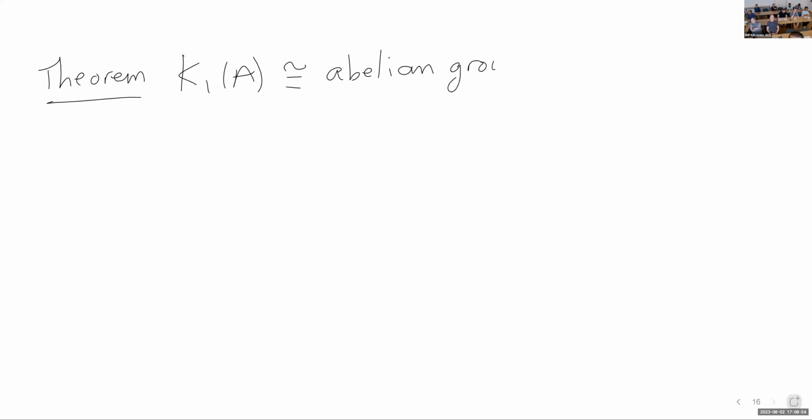So here's a theorem. Again, it's not difficult to show, but just for time, I won't get into it. K1 of A, which by definition, as I defined on the previous slide, is K0 of A tensor C0(R), is, on the other hand, isomorphic to the abelian group, another Grothendieck construction, generated by homotopy classes of unitaries.